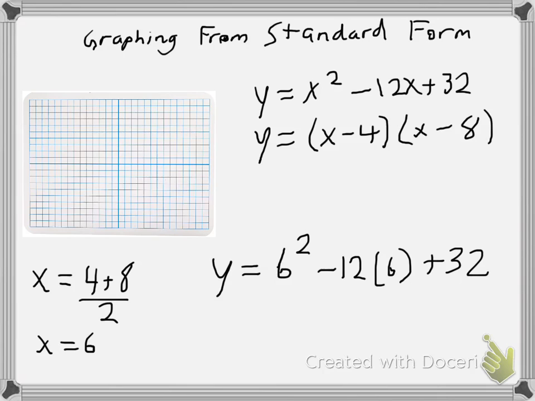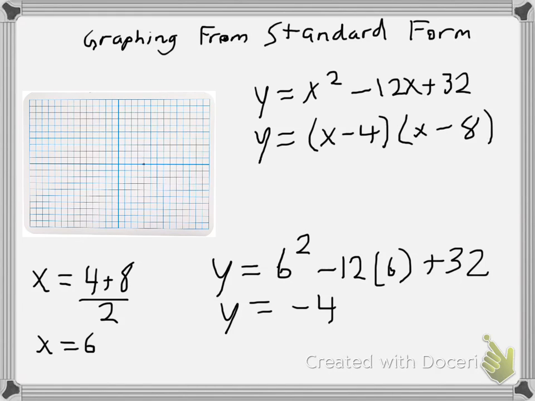So it's going to be y equals 36 because 6 to the power 2, and then you're going to subtract the 12 times 6, which is 72, and then add 32, which would give you negative 4, because 72 is bigger than 36, and then plus 32.